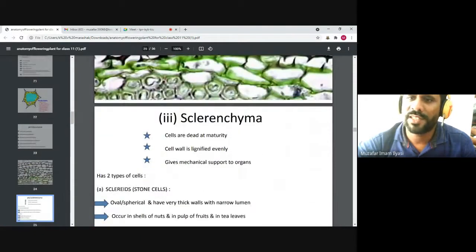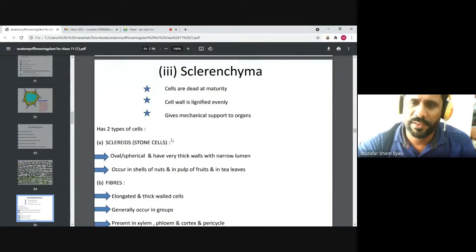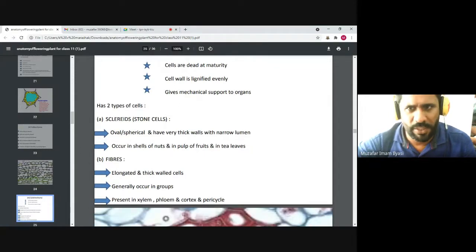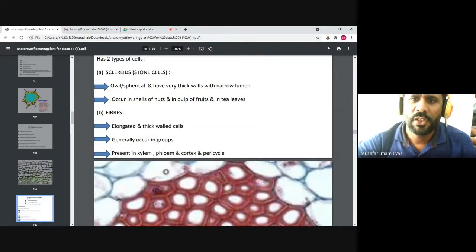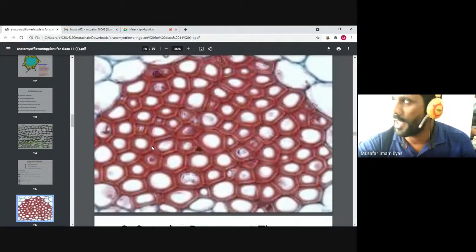Now the talk about sclerenchyma. Cells are dead at maturity. The cell wall is lignified evenly and gives mechanical support to organs. It has two types of cells. Sclereids or stone cells first: oval or spherical shaped, they have very thick walls with a narrow lumen, and occur in shells of nuts, in the pulp of fruits, and in tea leaves. Fibers are elongated, thick-walled cells, generally occurring in groups, present in xylem, phloem, cortex and pericycle. It can be viewed in this diagram.